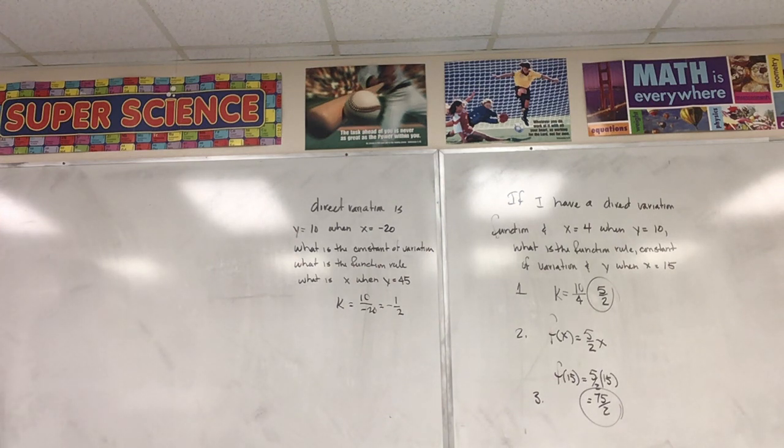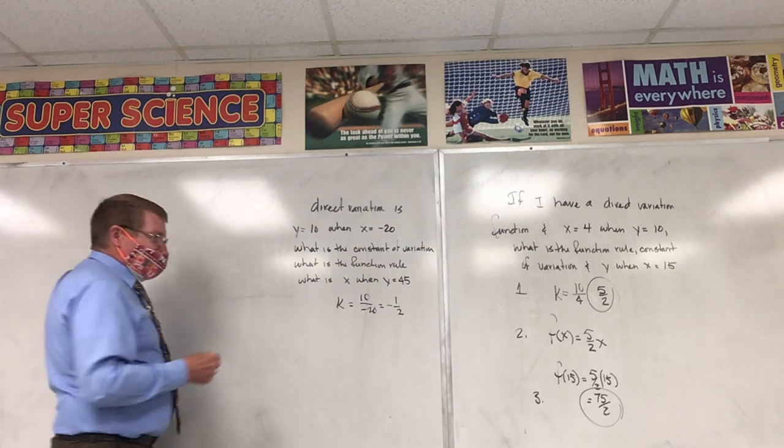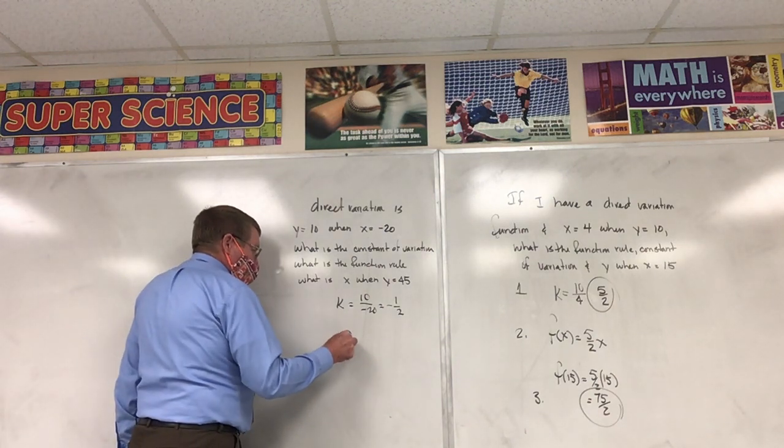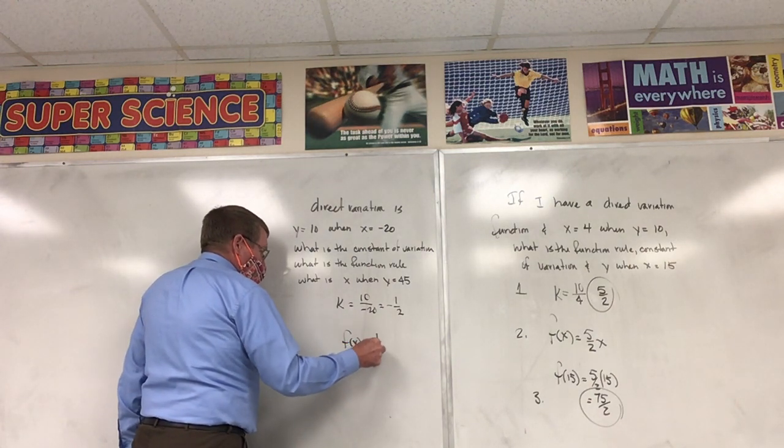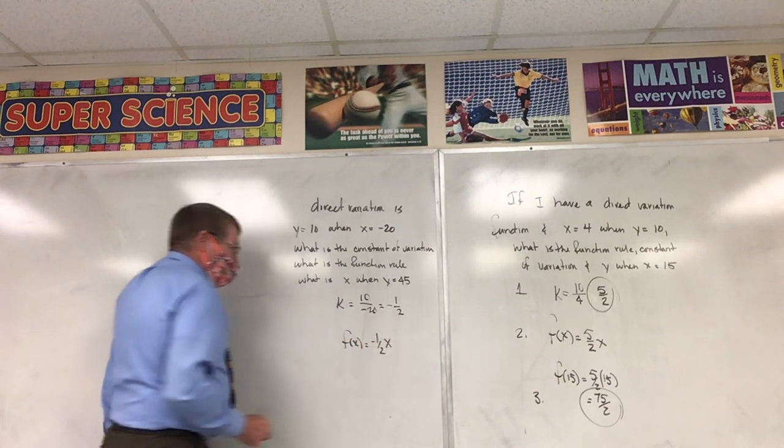What is my direct variation function rule? For any direct variation, what's my function rule? F of x equals kx. All right, y equals kx, or f of x equals kx. So here, my function rule would be f of x equals negative 1/2 x.